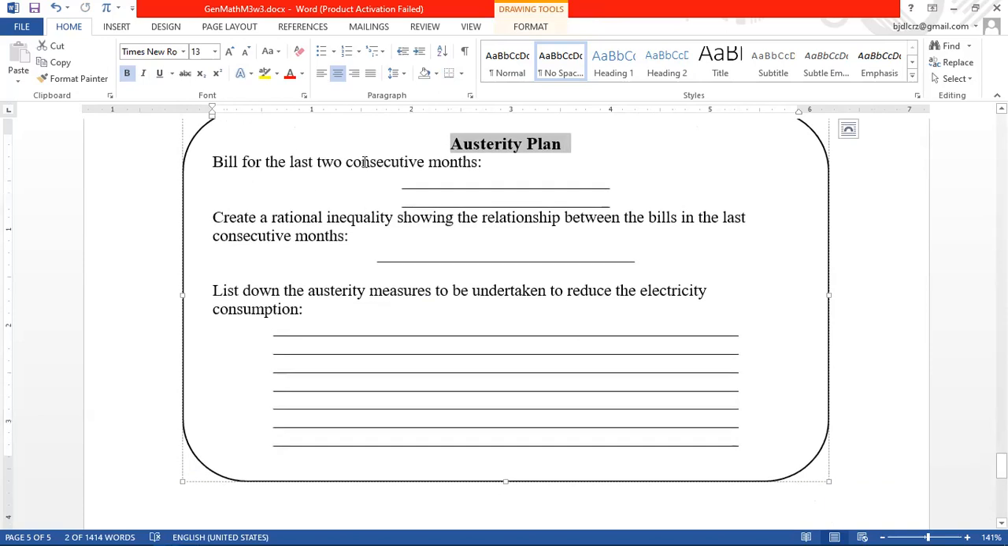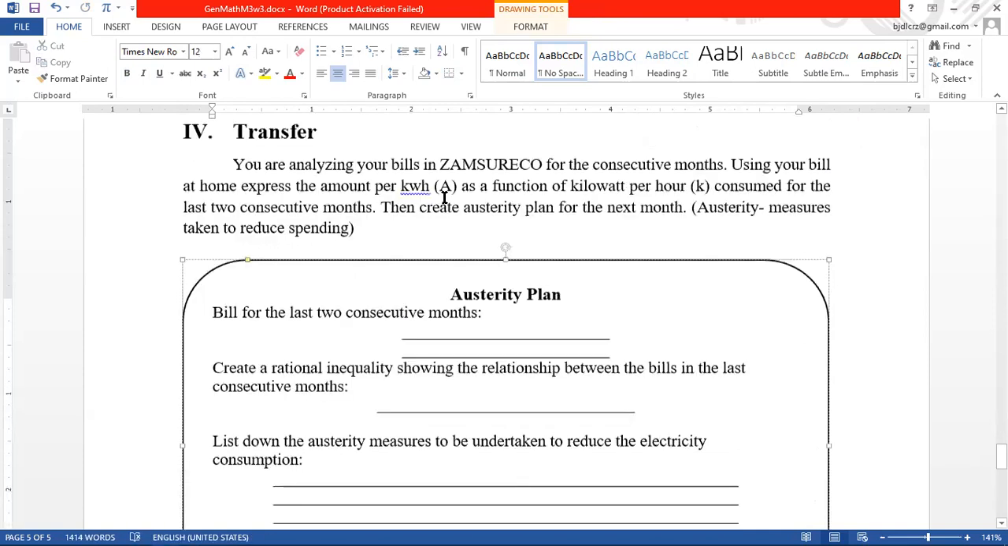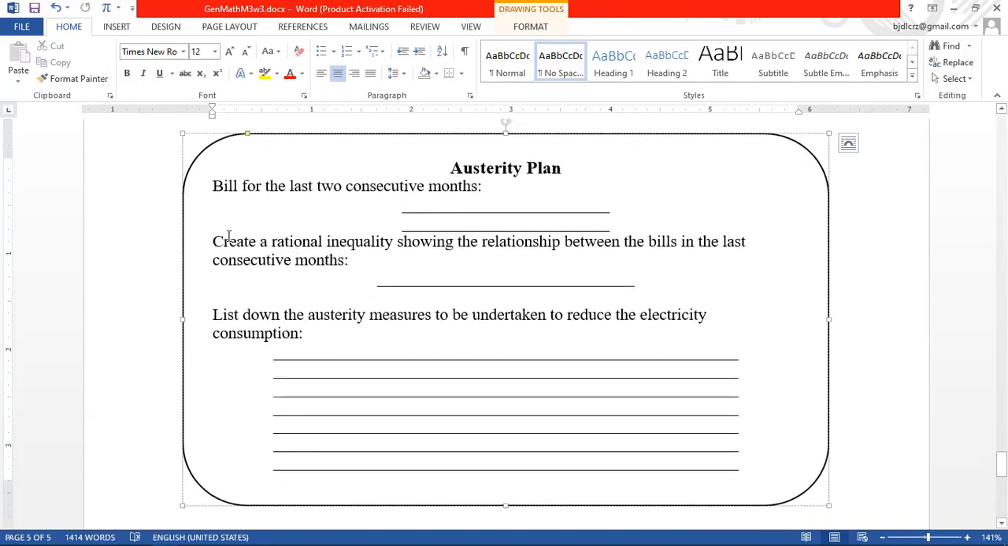So the bills for the last 2 consecutive months. So inyo ibutang pila ang inyong bills. Pila ang bills with kilowatt per hour ha. Para klaro. Next, you're going to create a rational inequality showing the relationship between the bills in the last consecutive months. Okay. So, dapat ang giingon mo is rational inequality. So, it involves rational equation and katong greater than, less than.